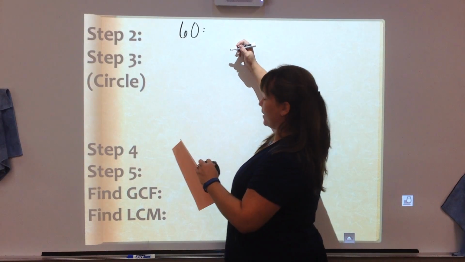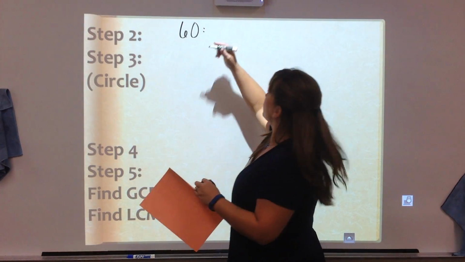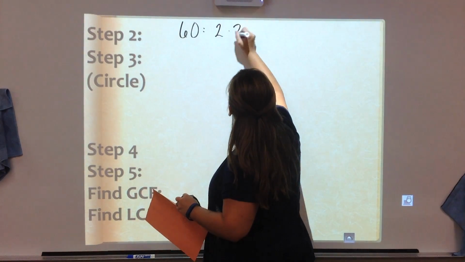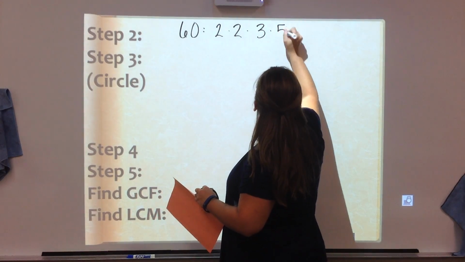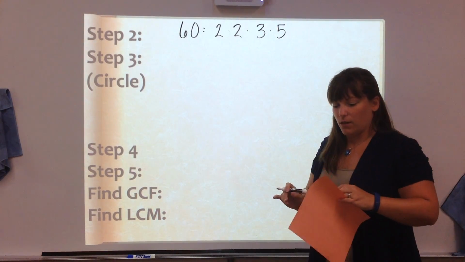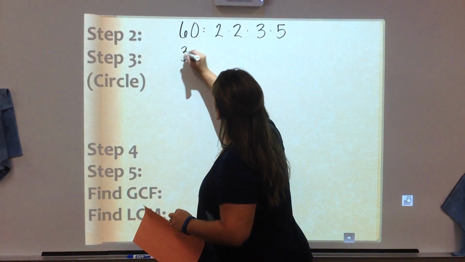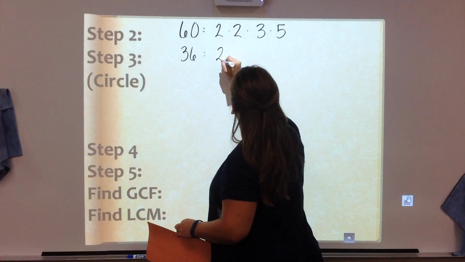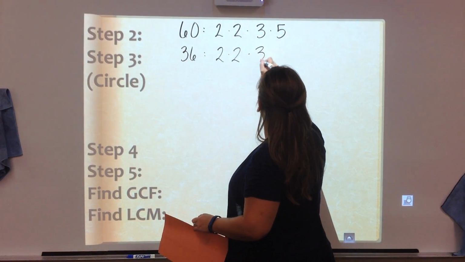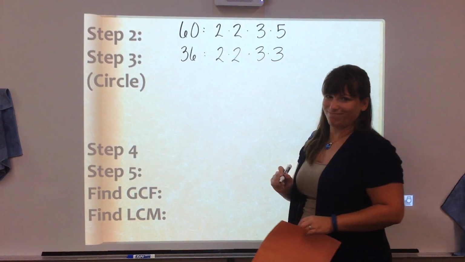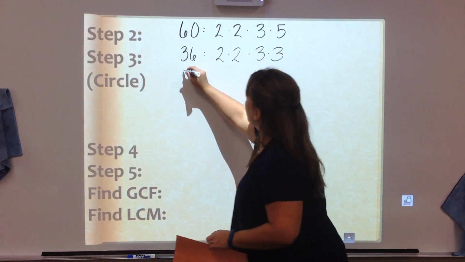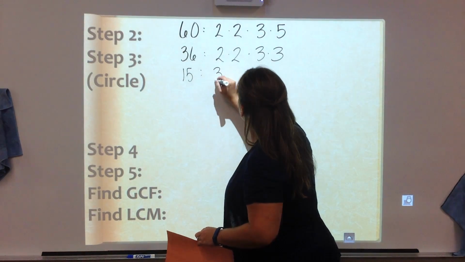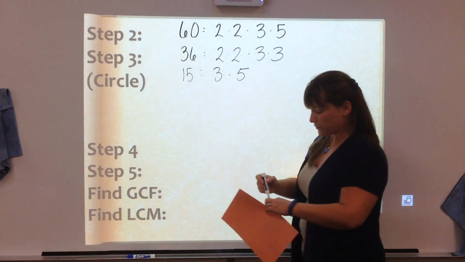For 60, we had a 2, a 3, a 2, and a 5. So I'm going to put the 2s first, then the 3, and then the 5. 36 was 2 times 3 times 2 times 3. So I'm going to put the two 2s together and then the two 3s together. Nice and organized. And the 15, there's not much to do. It's just 3 times 5.